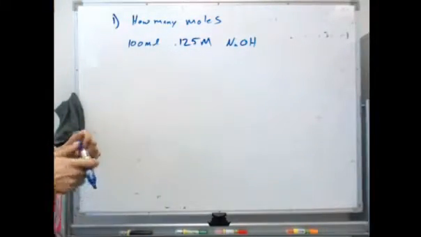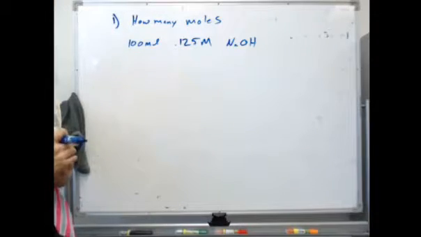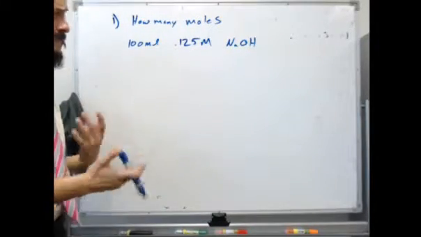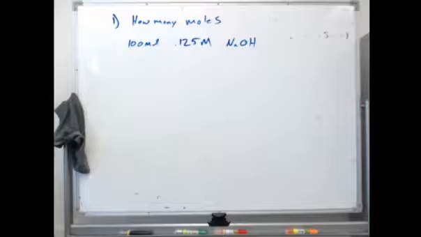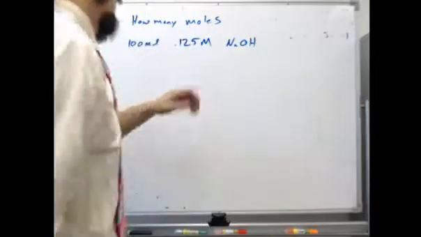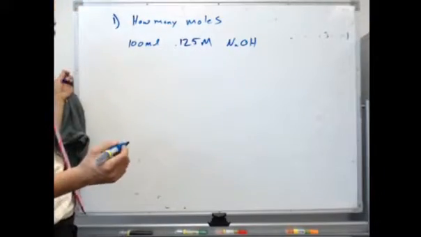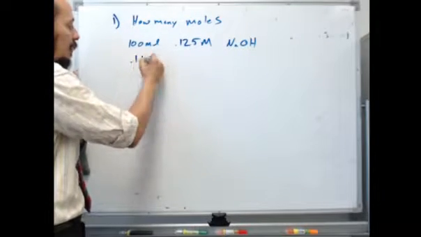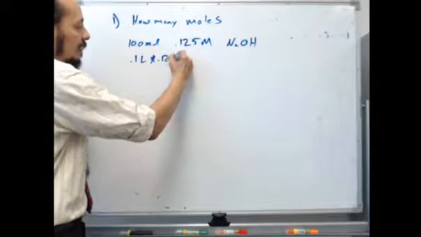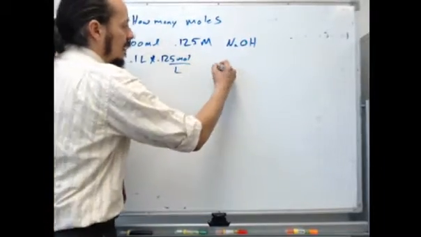The first 4 problems of the homework are supposed to be review problems from the first 2 weeks of class, back when we first started learning about units and conversions. So what we want to do is remember some of our conversions. I'm going to convert my 100 milliliters to 0.1 liters and multiply by 0.125 moles per liter. That's going to give me moles.